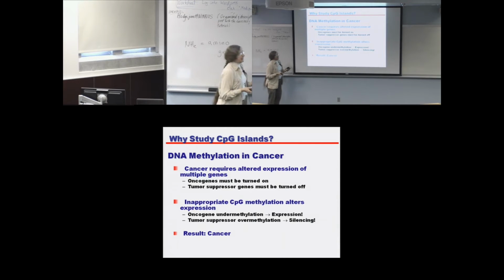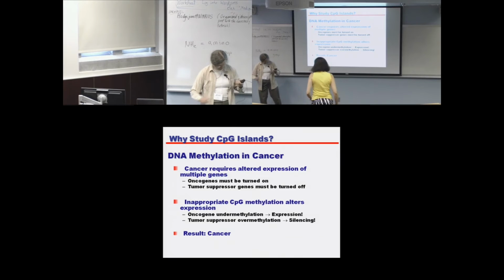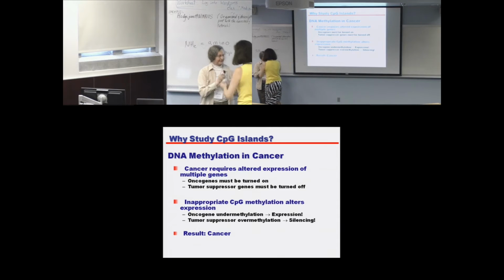But we also now see that inappropriate methylation can have the same effect. If you've got a good growth suppressing gene that becomes inappropriately methylated, it's going to be shut off. So the consequences for the cell are the same. It doesn't have the growth suppressor, and that can be another one of the steps that contributes to the development of cancer. So there we are. Okay, so we have some good reasons to want to know.